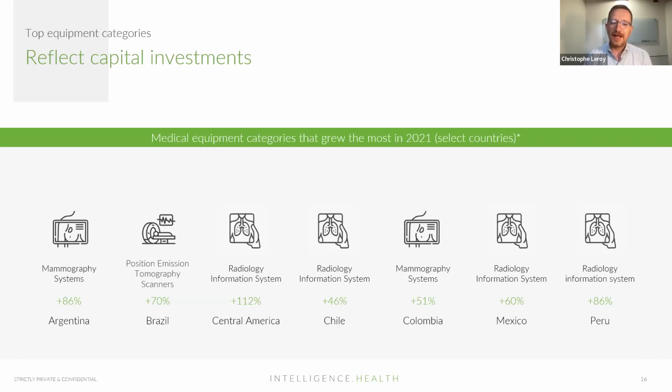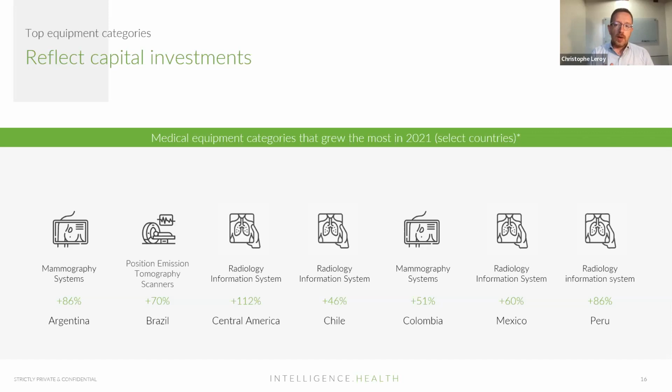Now, you'll notice that there's a recurring theme here of the radiology information system, as well as mammography systems, for instance, in Argentina and Colombia. Some of the growth here has to do with the fact that in these markets, these systems had a low penetration level. And so, of course, any amount of investment shows up as a larger growth trend. Nevertheless, the big takeaway is that hospitals are investing again.